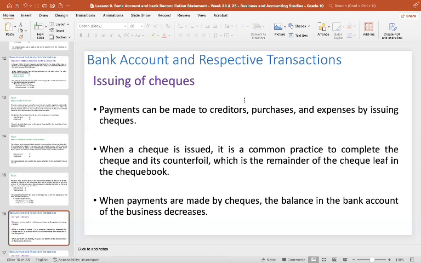Okay, and from the perspective of accounting, when the payments are made by checks, what happens is the balance in the bank account of the business is decreasing.